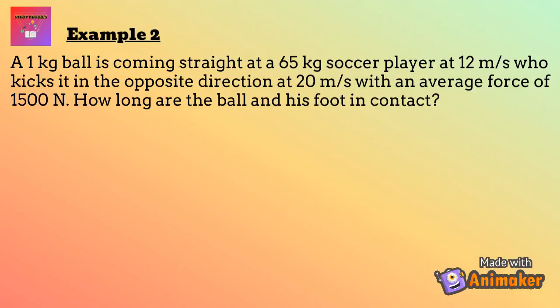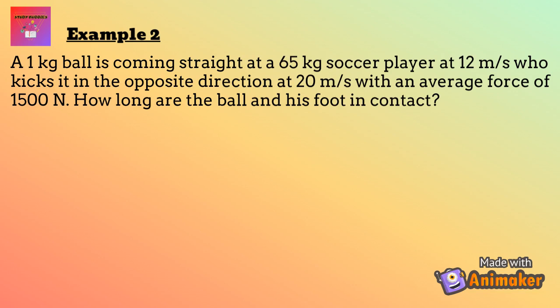Proceeding with the next example. A 1 kg ball is coming straight at a 65 kg soccer player at 12 meters per second, who kicks it in the opposite direction at 20 meters per second with an average force of 1500 Newton. How long are the ball and his foot in contact?